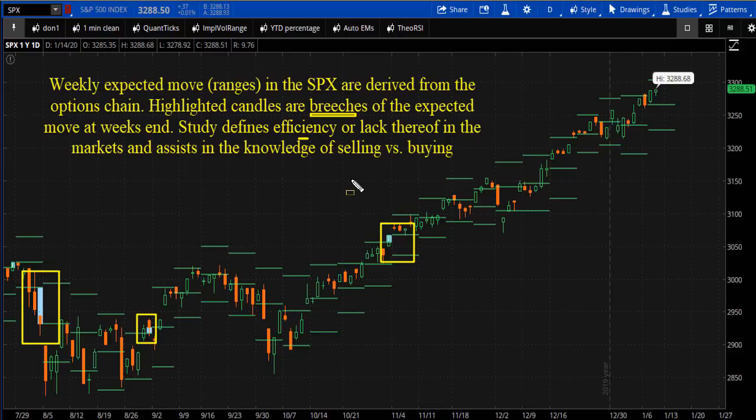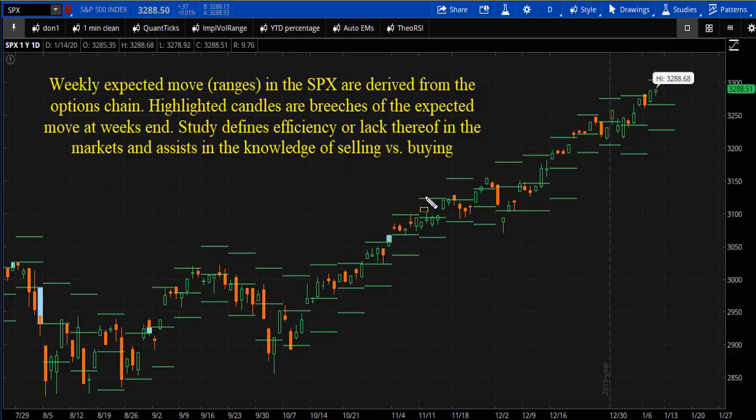And it tells you, okay, as a trader, do I want to be buying options? Do I want to be selling options? Now, not everybody that's tuned in tonight even knows what an option happens to be. This expected move indicator can be used in numerous ways.